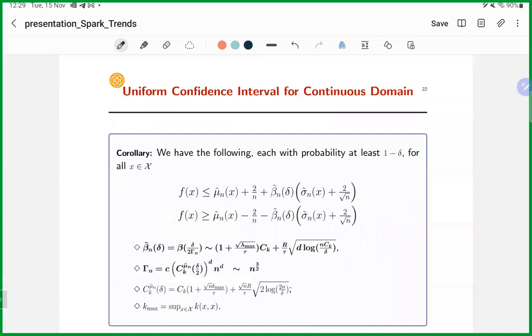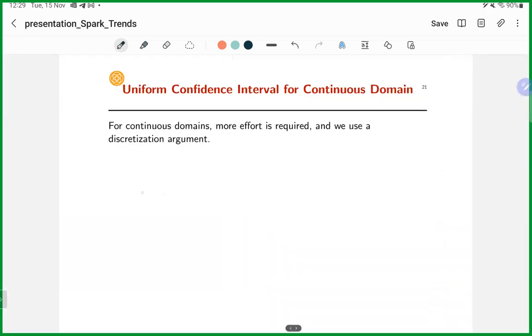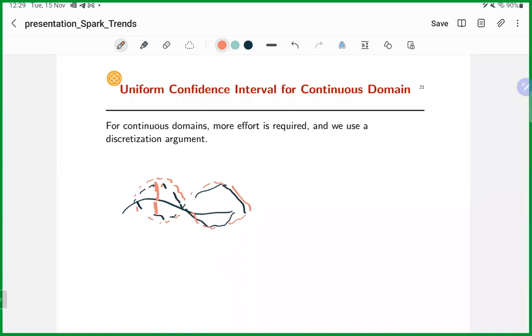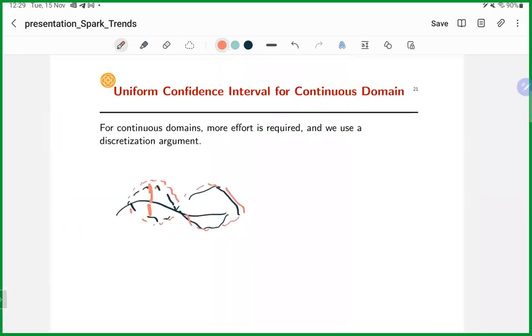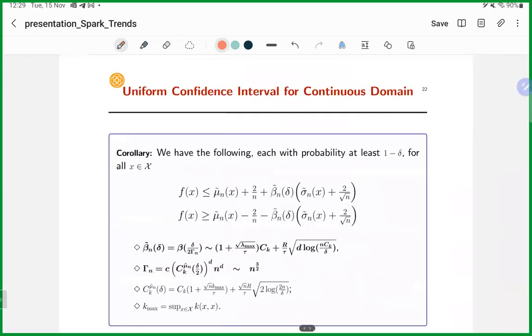You see the difference, right? So basically the difference is this. This is my true function, and this is my GP prediction confidence interval. So this is the question: is the confidence interval true only for one point, or is the confidence interval uniformly true for all points? To extend from one point to every point, we need to use a probability union bound. And if the domain is continuous, we need to use a discretization argument. But anyway, we show that the confidence intervals more or less hold uniformly for continuous domains.